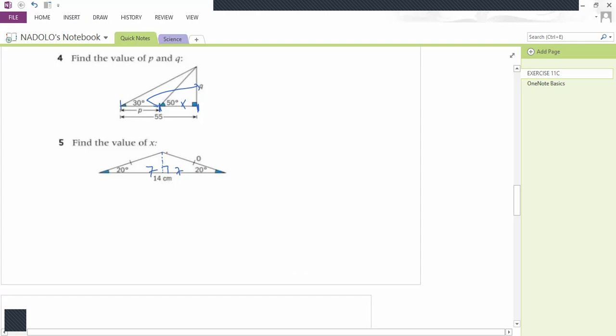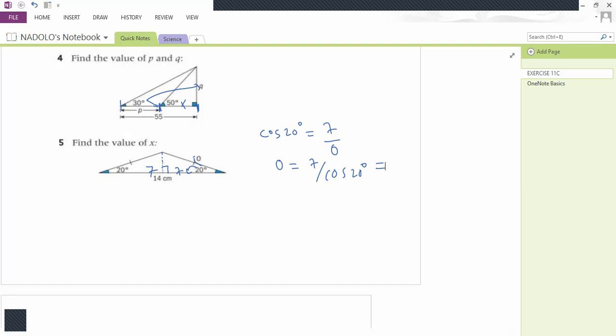So let's say X was the hypotenuse. You're going to use the cos, because this angle has an adjacent and you're looking for the hypotenuse. So you would say cos 20 degrees will be given by adjacent divided by hypotenuse. So the hypotenuse is equal to 7 divided by cos 20 degrees. So let's see what that gives us.